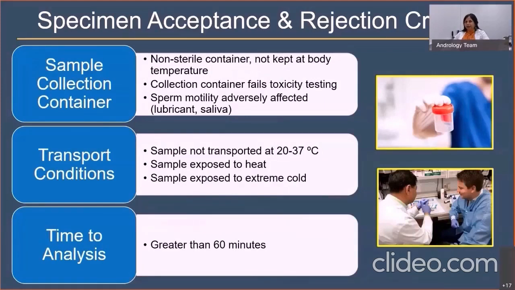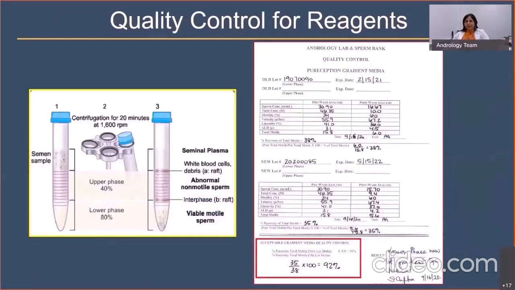These apply to the sample collection container, the transport conditions, and time to analysis. I have provided some of the reasons that the sample can be rejected: if it's a non-sterile container, or the collection container failed the toxicity testing, or the time to analysis is more than 60 minutes, because the results will be suboptimal. Next slide, please.